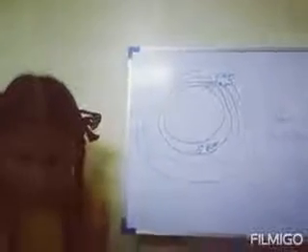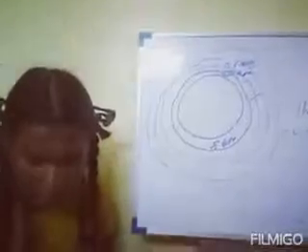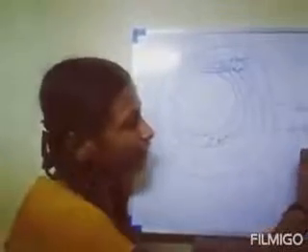And next, the lower thermosphere is more or less uniform. Hence it is called the homosphere. It is also called the homosphere. So it has two names.